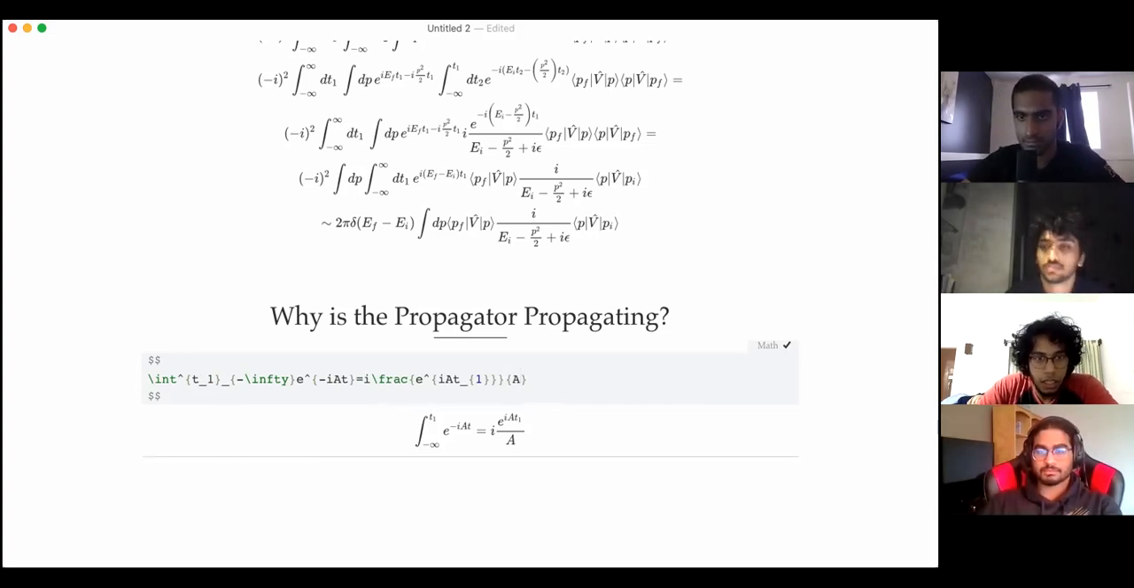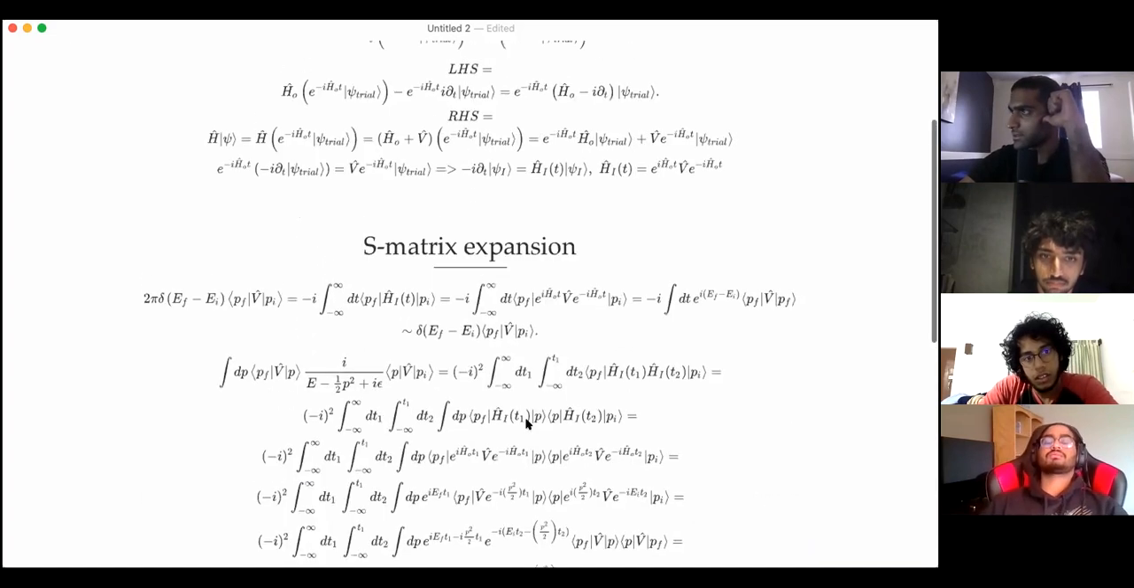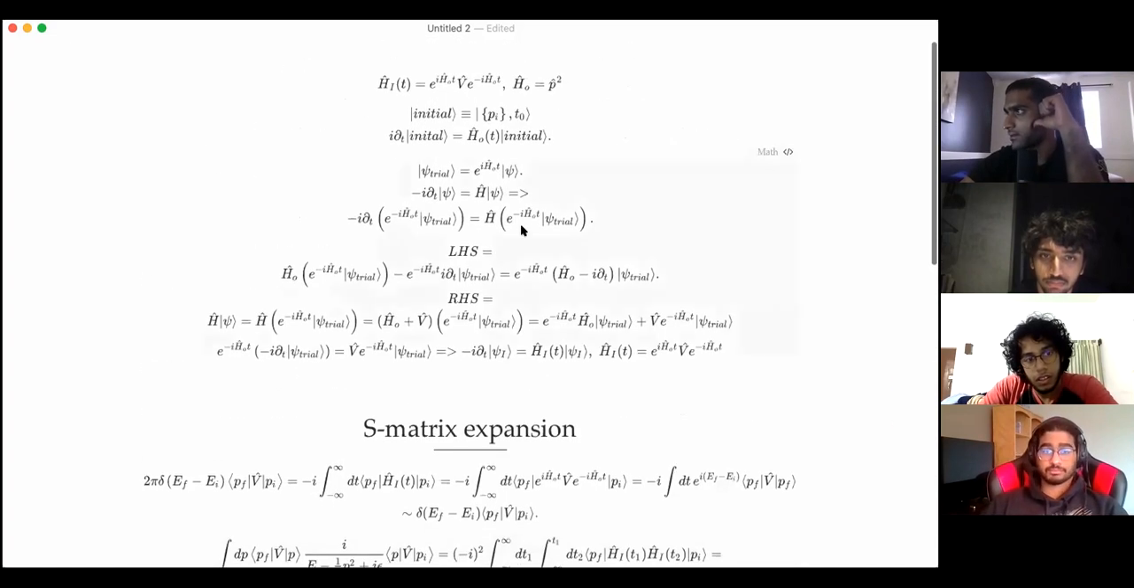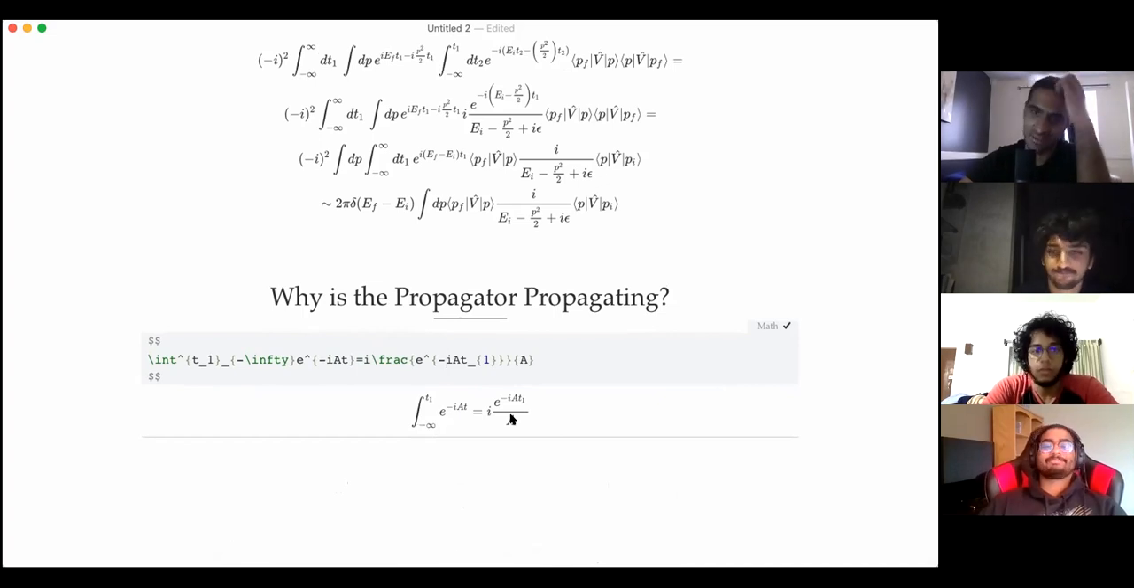It's minus A, right? Like minus. You're right. Okay. So now let's look at some expressions that might ring a bell. Remember this? You see this? You see this 1 over A? You can kind of see where it's all coming from, right?